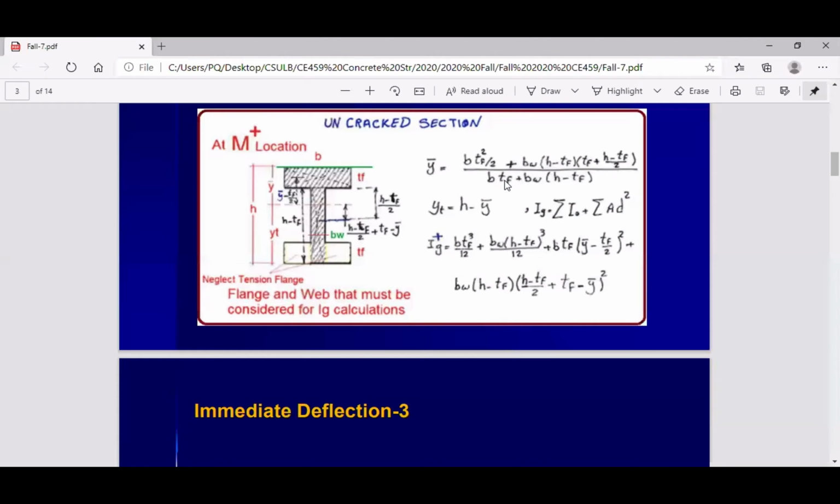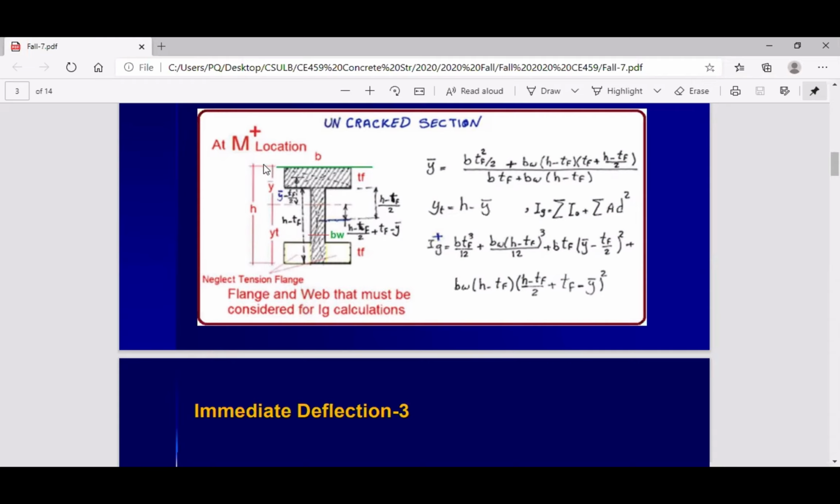I hope I gave you all this information so you can use them correctly. If it's for rectangular, don't do anything else. Just TF is equal to 0. TF times B, you will get 0. But BW is this one. H will stay the same. Look at this. H is from the bottom to the top.